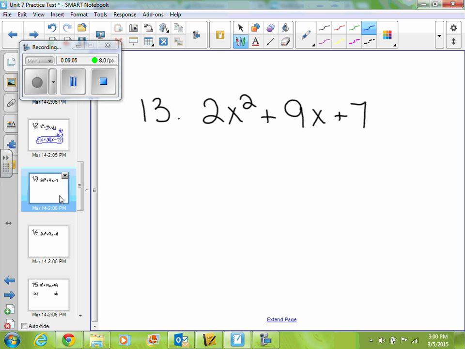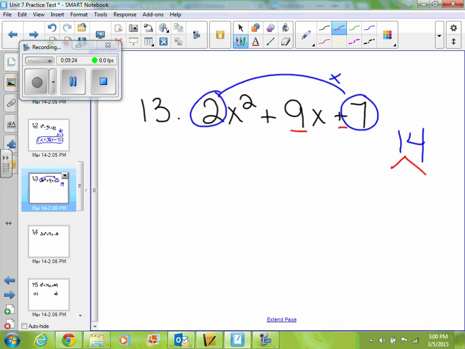Alright, 2 more like that. So 2x squared plus 9x plus 7. Do I have a leading coefficient? Okay, so we take 2 times 7. What is 2 times 7? 14. Okay, so what are my factors of 14 that add to 9? 7 plus 2. Okay. So 2x squared plus 7x plus 2x plus 7.